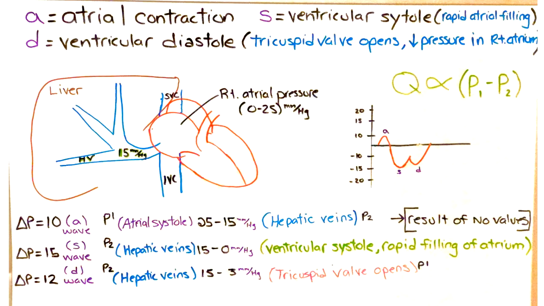contracts. The S wave is visualized usually as a large pulse waveform that's below the baseline, and this corresponds to ventricular systole. The ventricle squeezing, the tricuspid valve is shut, and it's the rapid filling phase of the atrium. And the D wave corresponds to ventricular diastole. It's the second forward flow waveform. That usually results because there is a diminished pressure in the right atrium when the tricuspid valve opens again.